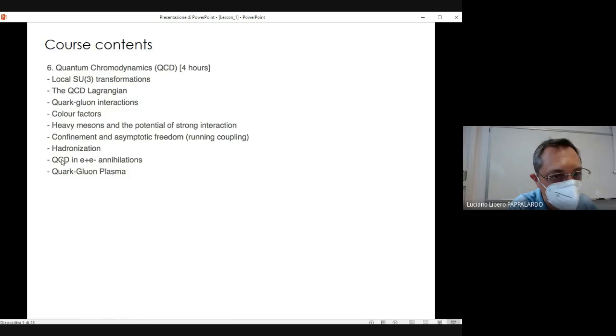So we will introduce the Lagrangian of QCD. We will study the quark-gluon interactions. We introduce the concept of color factors. And then we will study some relevant phenomenology of QCD, that is confinement, asymptotic freedom, hadronization, and how these things have been studied experimentally. And then at the end, we will also mention the quark-gluon plasma.